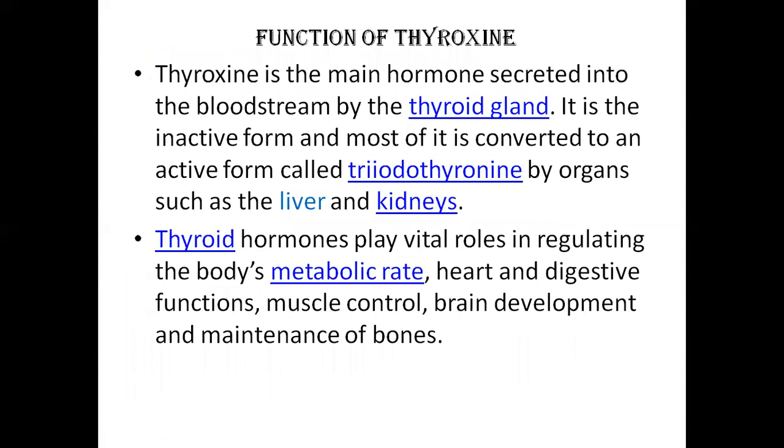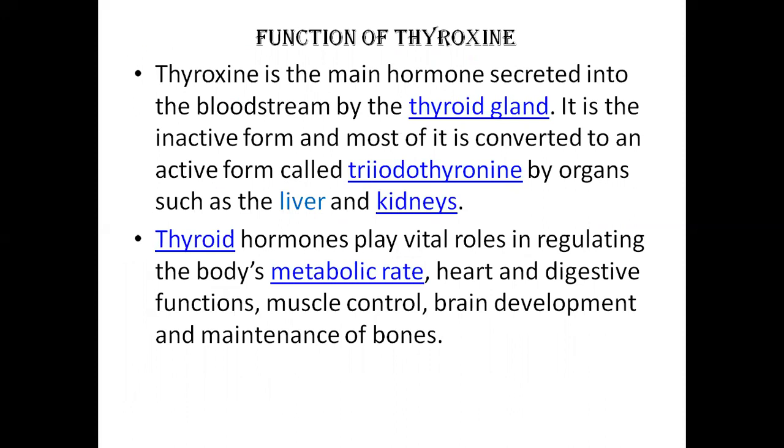Thyroxine is a hormone produced into the bloodstream by the thyroid gland. It is also referred to as T4, and it is the inactive form, which can be converted into an active form called triiodothyronine, which we call T3. Thyroid hormones are very important.